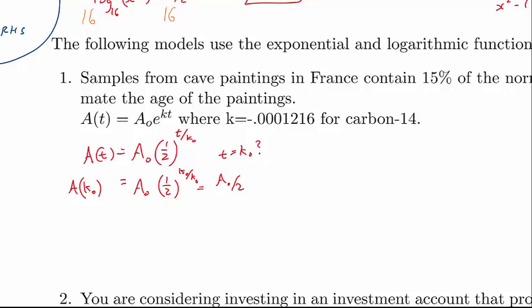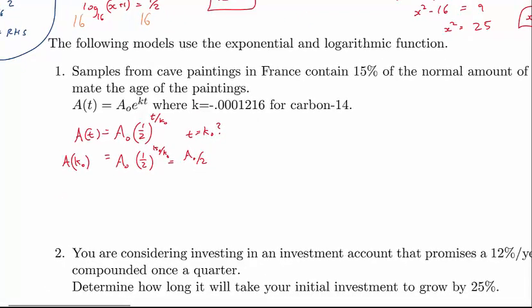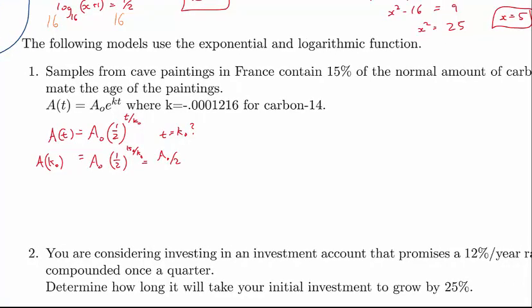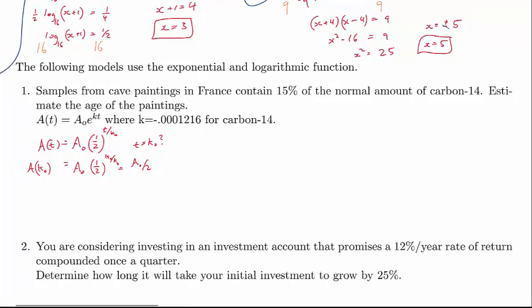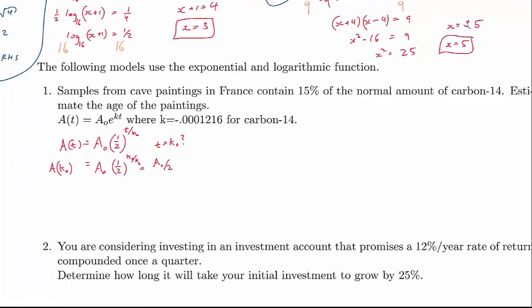All right, so let's go ahead and work this problem. We've got samples from a cave paintings in France. They contain 15% of the normal amount of carbon-14. That's the amount of carbon-14 that is present in a living organism. Estimate the age of the painting. So let's go ahead and do that. So we have A of T, and we're manipulating this formula divided by A naught, right? That is the fraction that we're looking for that we have left. Right, that is at 15%.